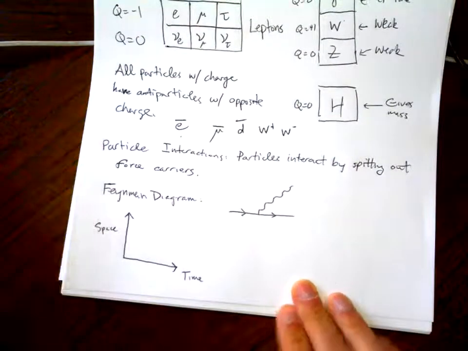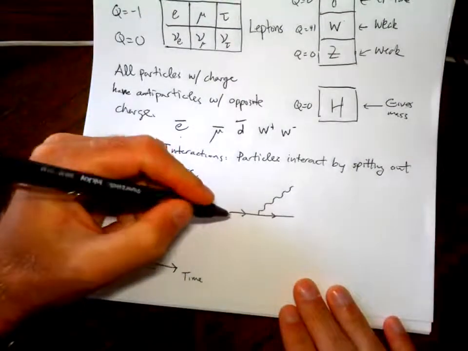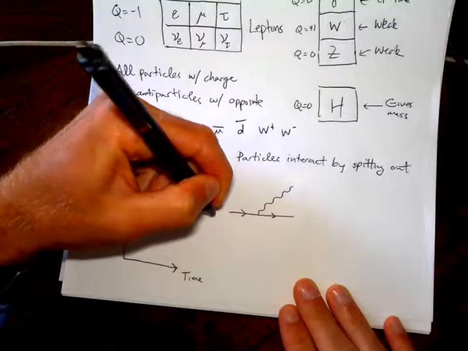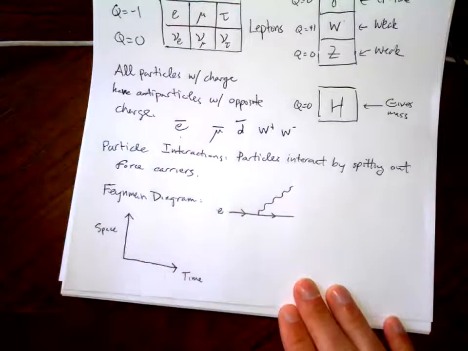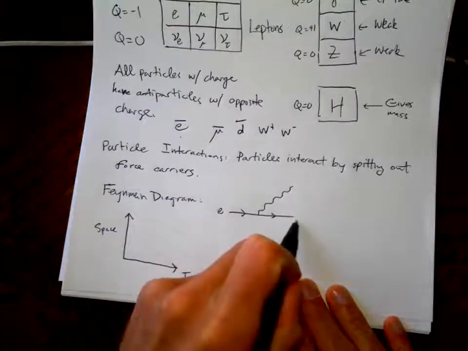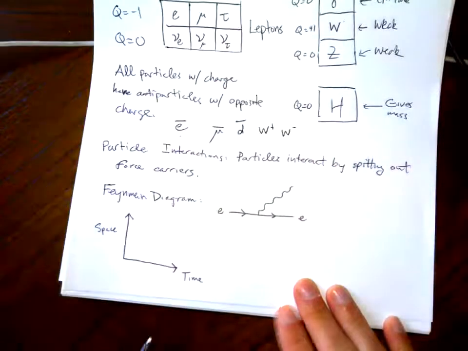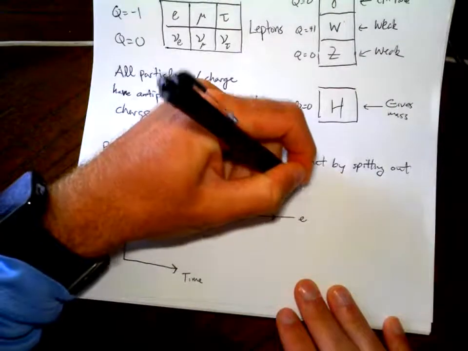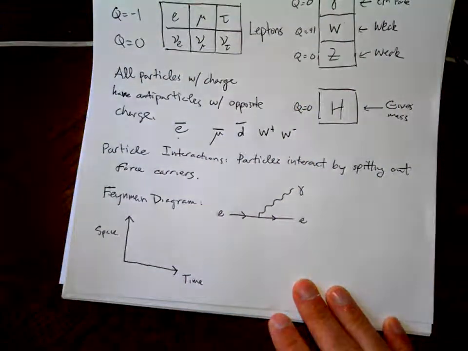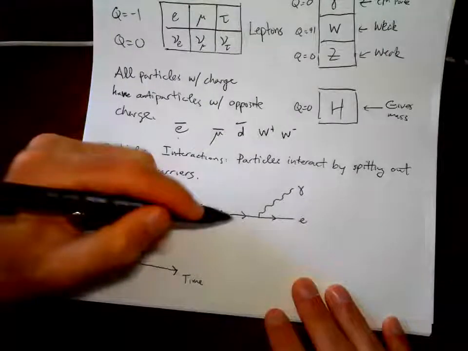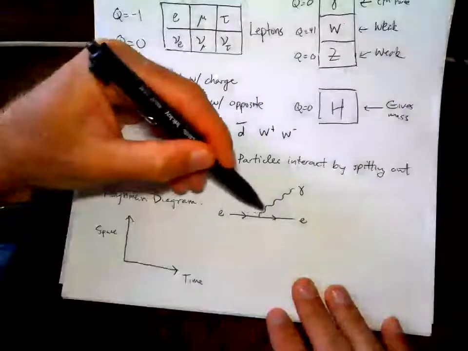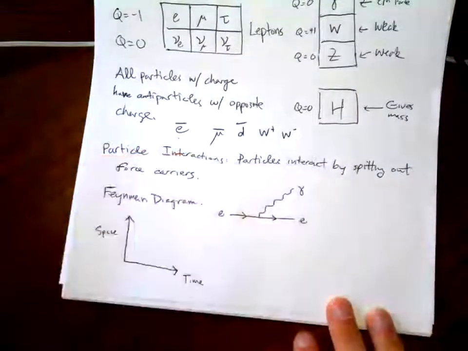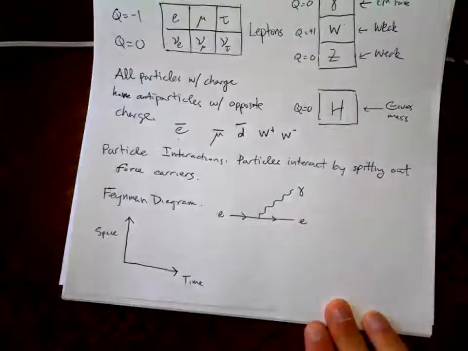This is an example of a Feynman diagram. So what we have here, and you're going to label all of the particles. Maybe this is an electron. And then what comes out is an electron. And then this wavy line represents a photon. Basically, the electron spits out a photon like that. And then the electron and the photon are separating from each other as time goes on. So that's called a Feynman diagram.